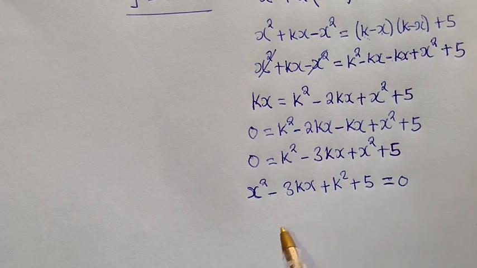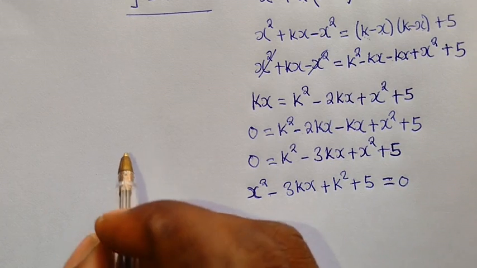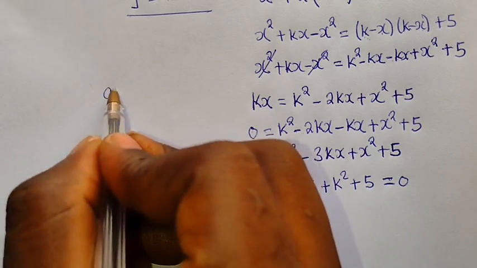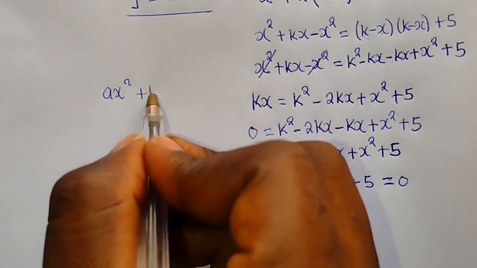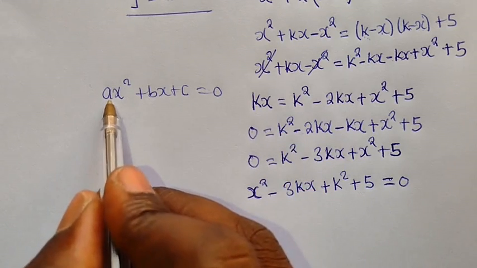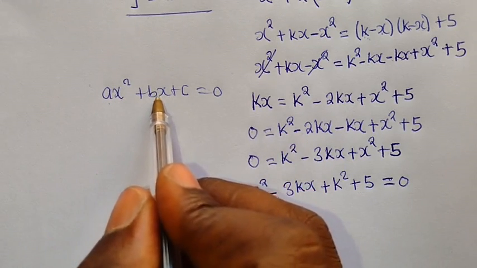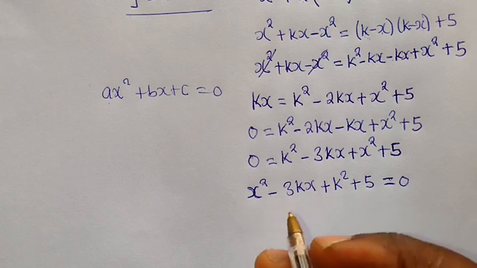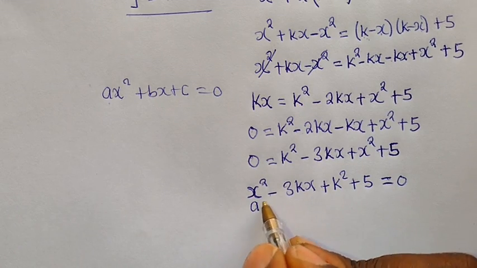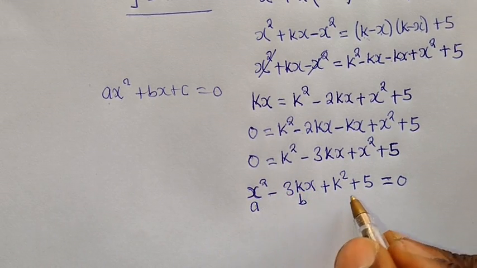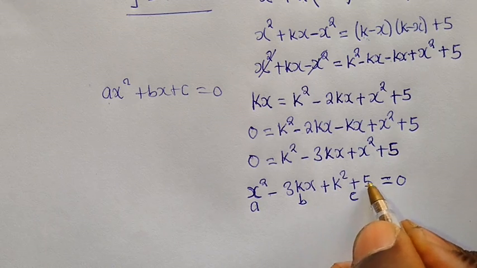So since we want to find the values of k, here we can go back to the quadratic equation. You have something like this: ax squared plus bx plus c is equal to 0. So a is the coefficient of x squared, b is the coefficient of x with the lowest power, c is the constant. So when you look at this, a would be for this x squared, b would be for this negative 3kx, then c is this k squared plus 5.